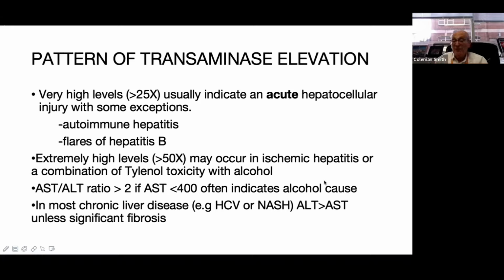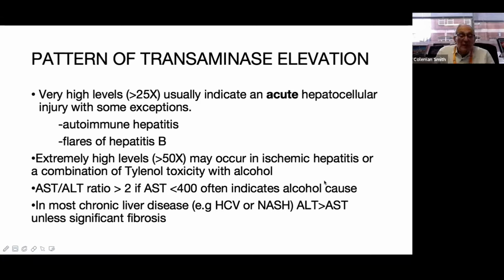Extremely high levels, 50 times normal or even higher, occur in a couple of situations. One, ischemic hepatitis can occur, and it usually gets better fairly quickly once the ischemia or the hypotension is resolved. And the other thing: always, if you have a level like that, think of a combination of Tylenol toxicity and alcohol. That combination can produce extremely high levels.